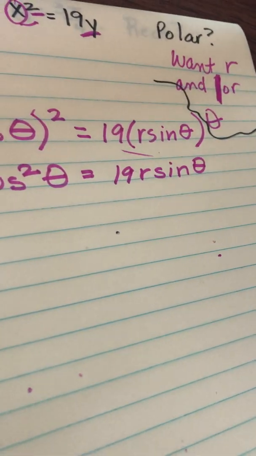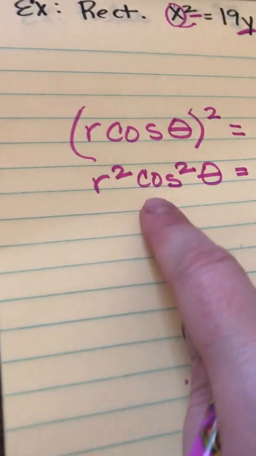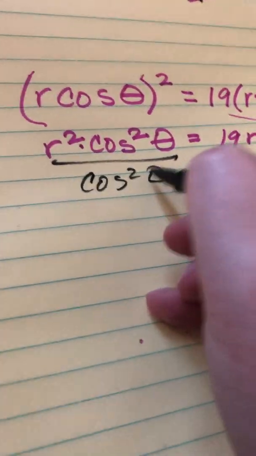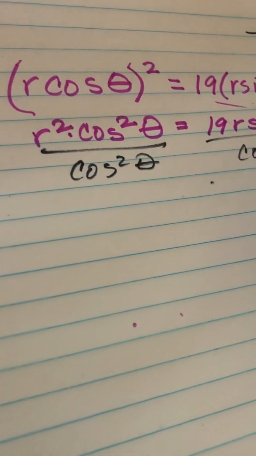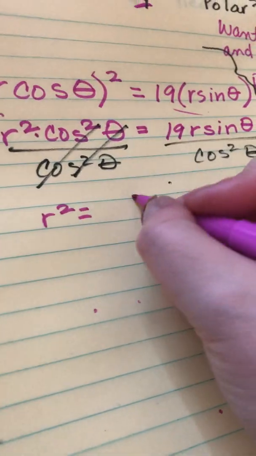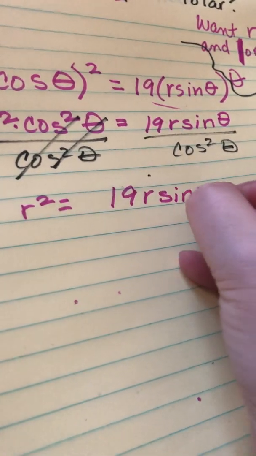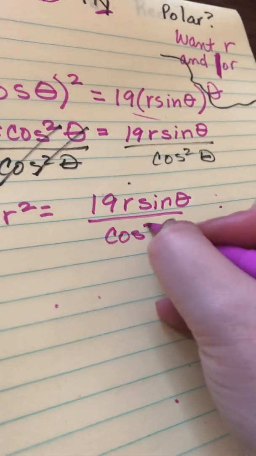And just like on the last problem, we wanted it to be r equals, we're going to do the same thing here. So I'm going to try and get this r by itself. And since it's multiplying with cosine, I'm going to divide by cosine squared because I'm trying to get r by itself. Yes, I know I have an r over here. I'll get to it. Okay. So now I have r squared equals 19 r sine theta over cosine squared theta. And I want r by itself.